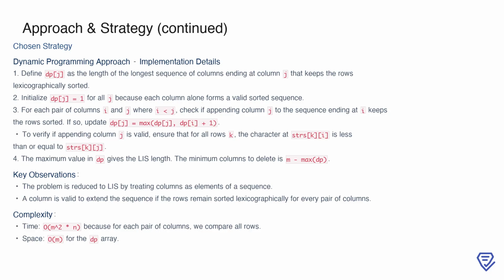This approach works because it reduces the problem to a well-known sequence optimization task, making it both efficient and conceptually clear. The time complexity of this solution is O(m² * n), since we compare all rows for every pair of columns, and the space complexity is O(m), which is used for the DP array.